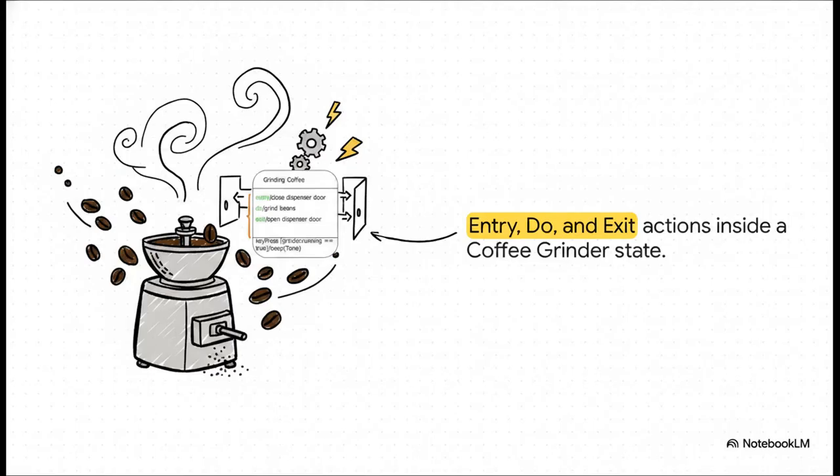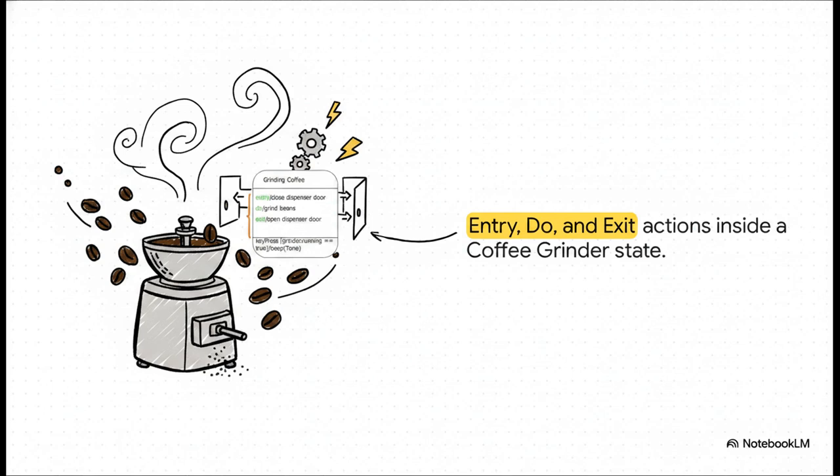Let's apply this to a real-world object, say a coffee grinder. Imagine you're in the grinding coffee state. The absolute first thing you do, your entry action, is close the dispenser door, because obviously you don't want coffee grounds flying everywhere. The do activity is the actual physical grinding of the beans. And your exit action? Opening the dispenser door to release the grounds just before you leave the state.